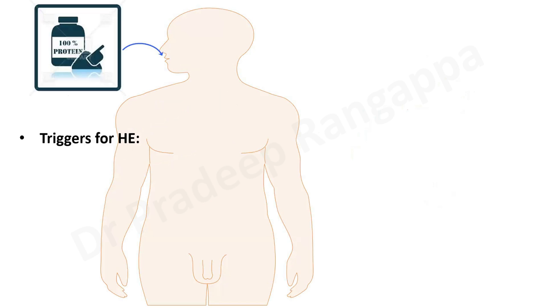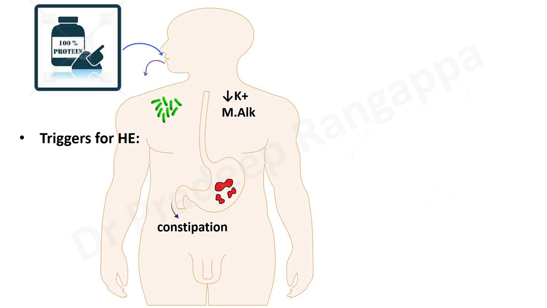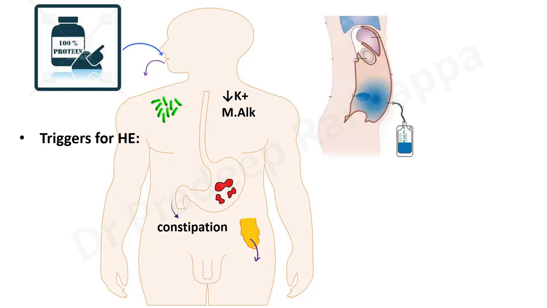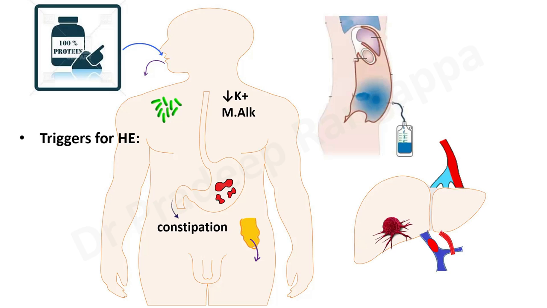Obviously, when someone is in acute liver failure, increased protein intake is something that worsens encephalopathy, as do vomiting, hypovolemia, GI bleed, constipation, infection, and metabolic derangements like hypokalemia, metabolic alkalosis, and diarrhea leading to hypovolemia. All these are triggers for hepatic encephalopathy. And any large volume paracentesis, portocaval shunts, and portal vein thrombosis. These are all some of the triggers that can worsen the hepatic encephalopathy in a liver failure.